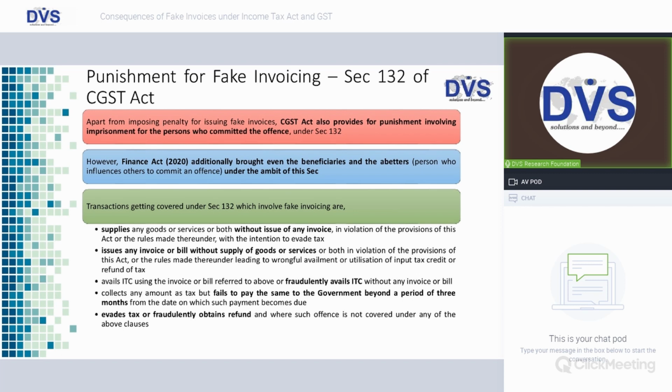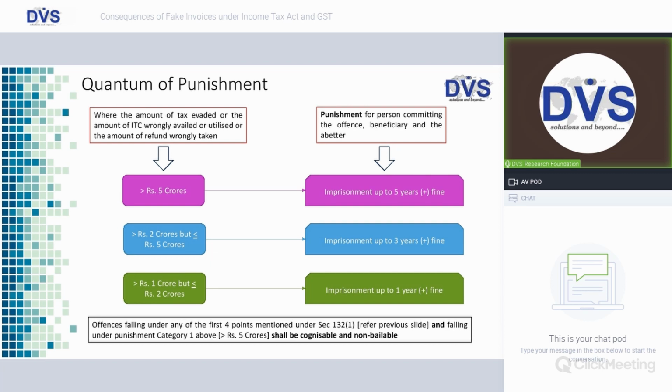Apart from the transactions which are covered above, if these are the 5 transactions, then yes, there would be a punishment for the person who is doing the offense and also is helping in the offense, and thirdly, the person who has received the benefit of such wrongful transaction. What would be the quantum or tenure of punishment? If the ITC or the tax involved is more than 5 crores, imprisonment up to 5 years plus fine. 2 crores to 5 crores, 3 years plus fine. 1 crore to 2 crores, 1 year plus fine. The fine amount can be anything based on the circumstances of the case.